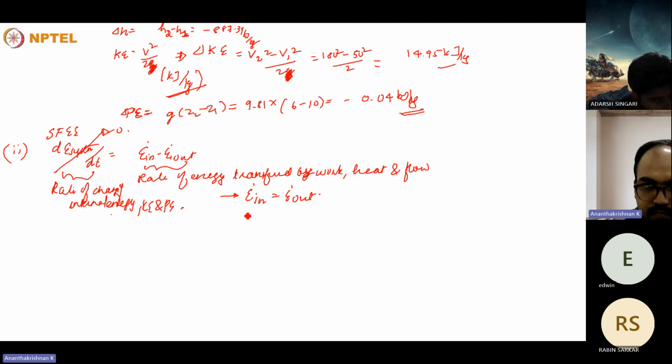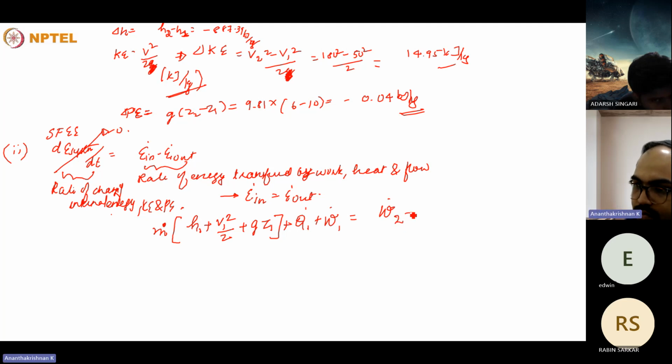So how can we write it? The steady flow energy equation could be written as m dot into specific enthalpy H1 plus V1 squared divided by 2 plus G Z1, plus Q1 plus W1, equal to W2 plus Q2 plus m dot into H2 plus V2 squared divided by 2 plus G into Z2, yeah.